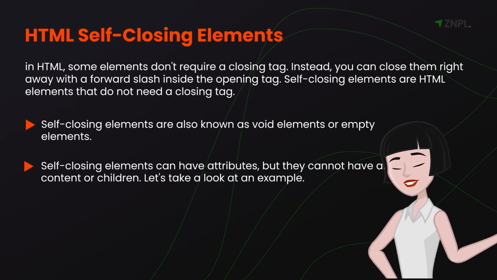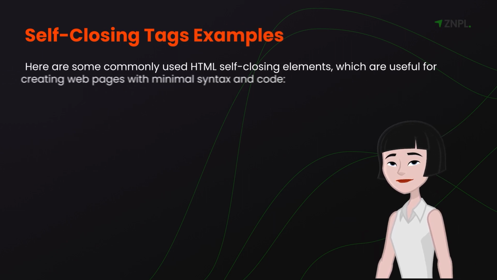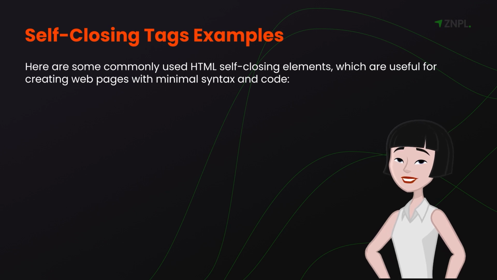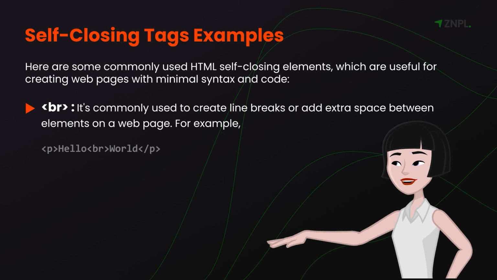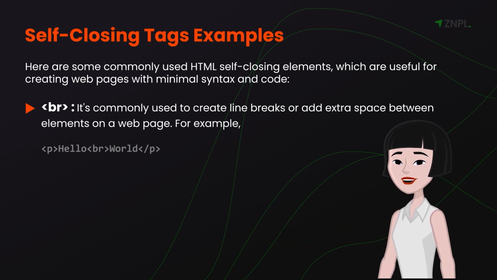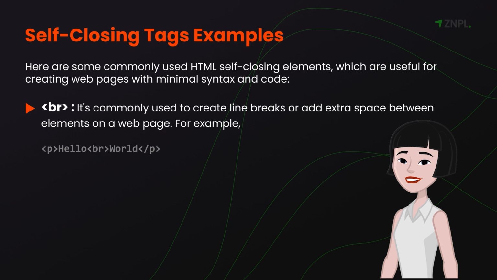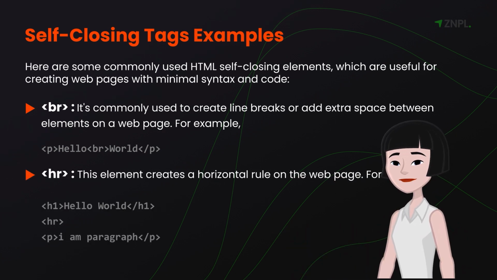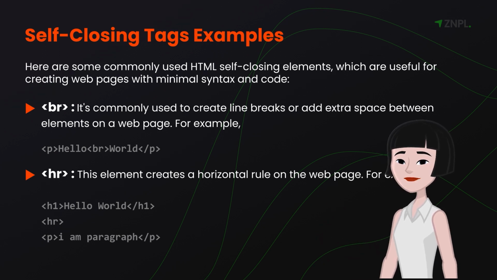Let's take a look at an example. Self-closing tags examples. Here are some commonly used HTML self-closing elements, which are useful for creating web pages with minimal syntax and code. Br element. It's commonly used to create line breaks or add extra space between elements on a web page. For example, this will display as 2 lines of text. HR element. This element creates a horizontal rule on the web page. For example, this will create a line across the page.